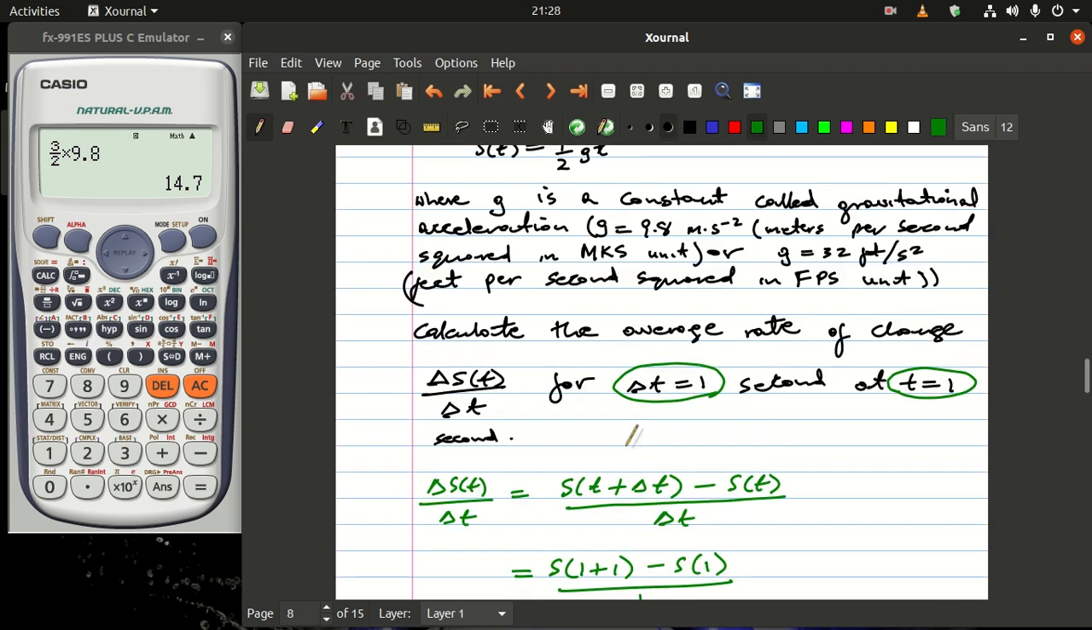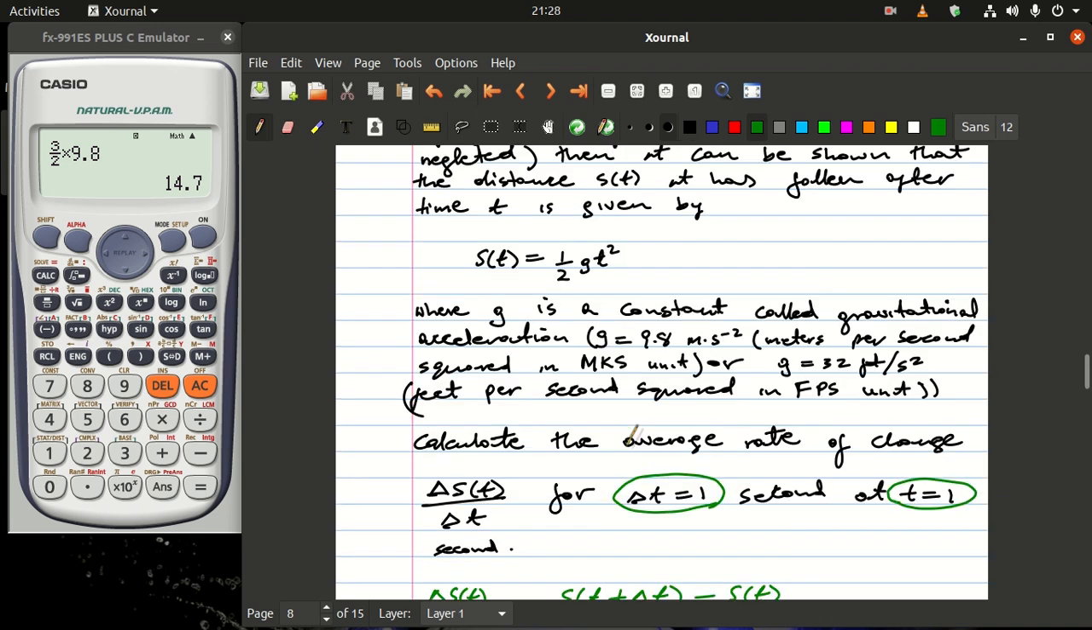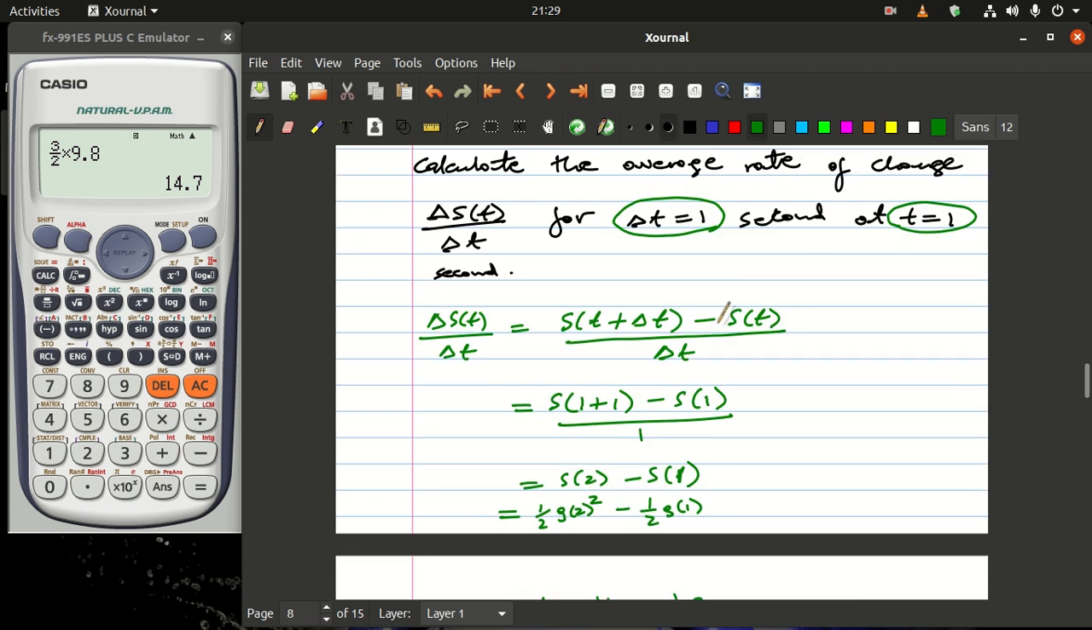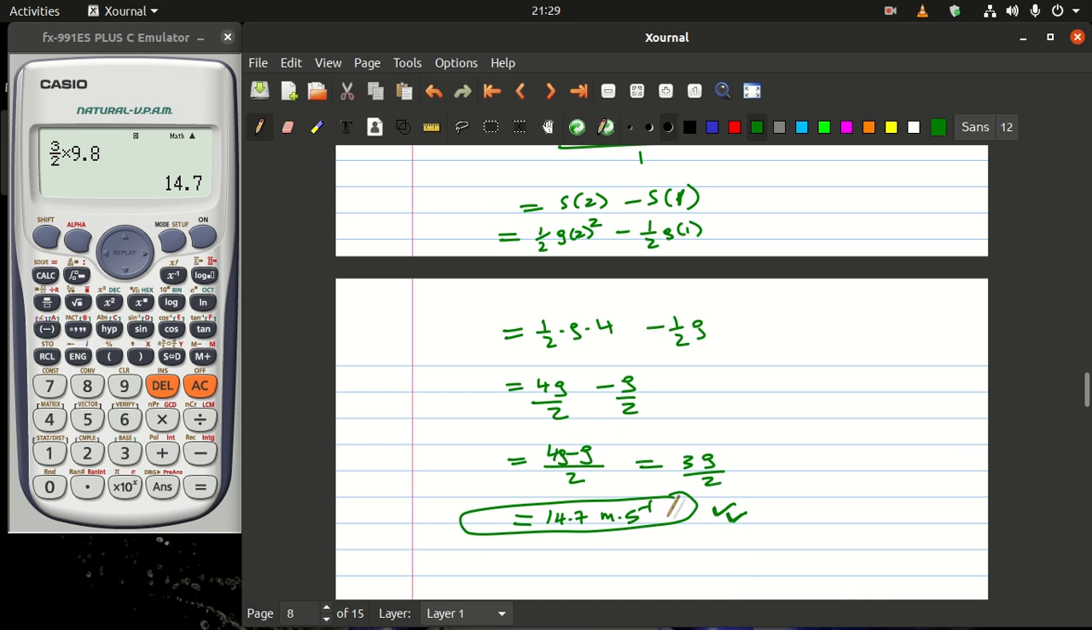Another thing you have to restrain yourself from doing: if this is the position, and you decide to take the first derivative of this, you end up getting g times t. Then you plug in a 1, which is this initial position, and you end up getting g times 1, which is just equal to 9.8 meters per second. Now, what is the difference between just taking the first derivative and actually taking this average? Why are these two different?